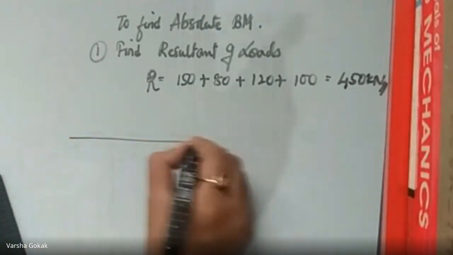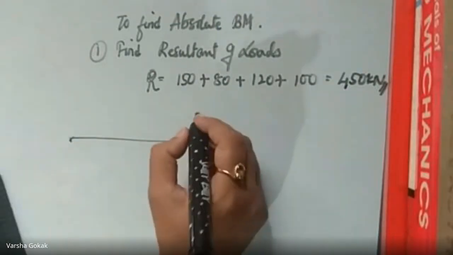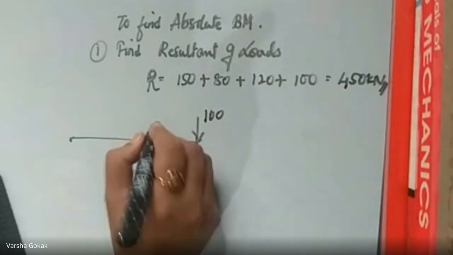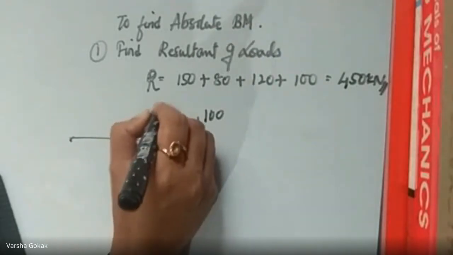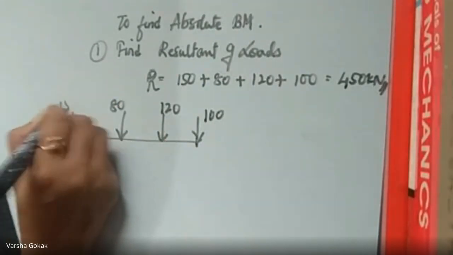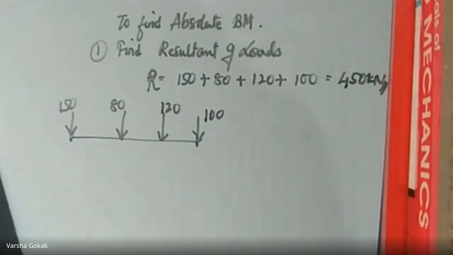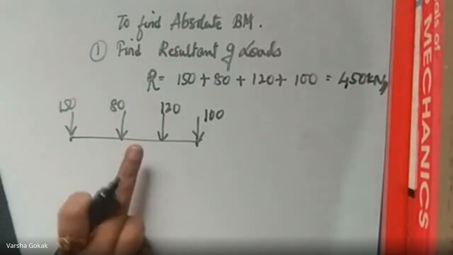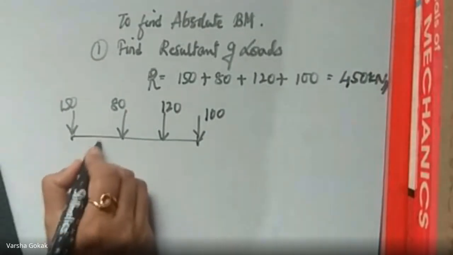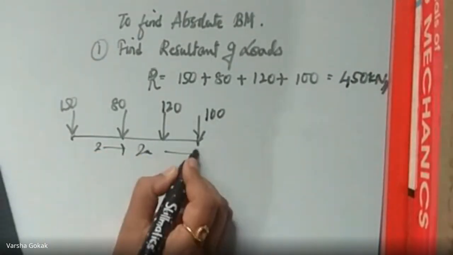I'll just find this distance and we will stop this numerical here. Tomorrow I have a class in the afternoon. I'll again continue this. So we have the four forces. This is 100, 2 meters each. So 100, and this is 120, and this is 80, and this is 150. Are these concurrent or non-concurrent? Non-concurrent. They are not passing through a single point, right? So this is 2, 2, and 2.